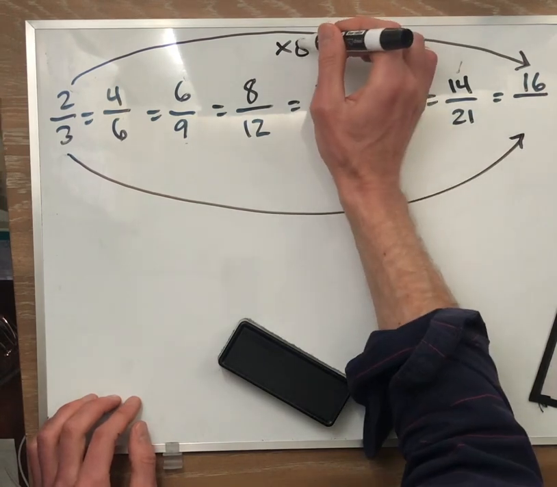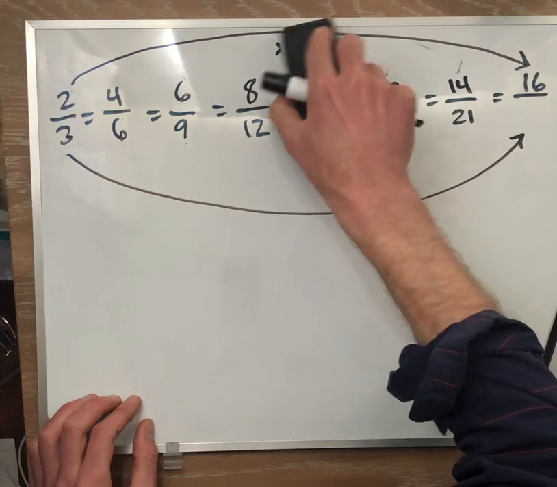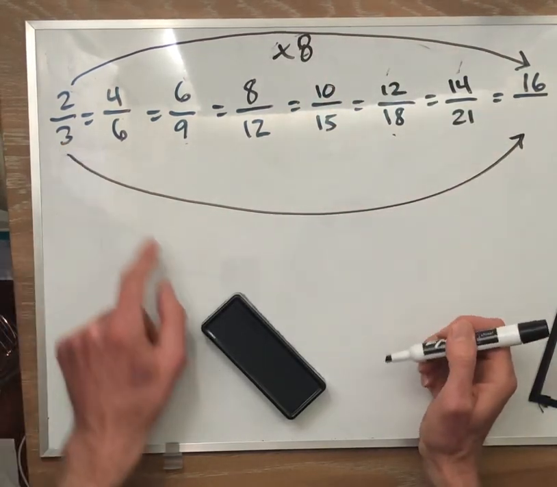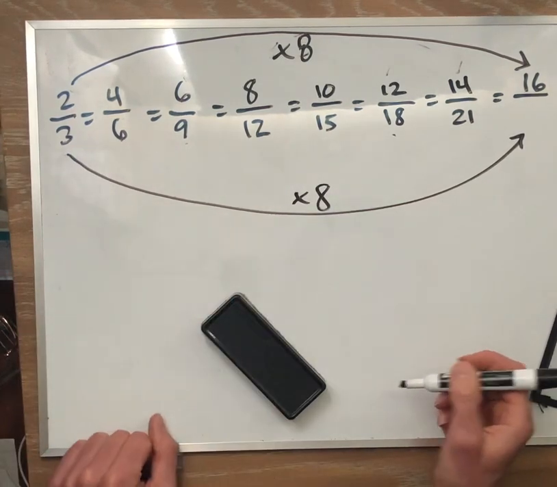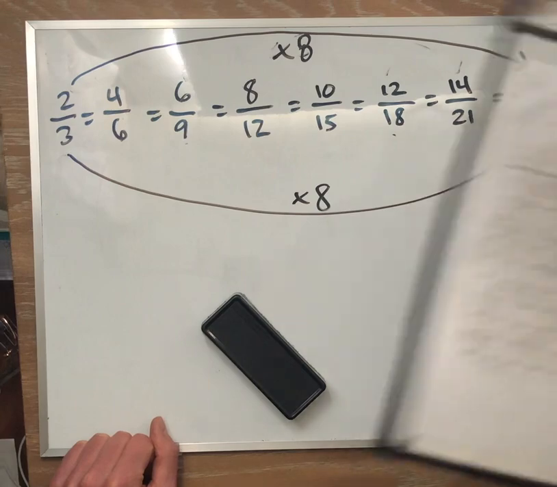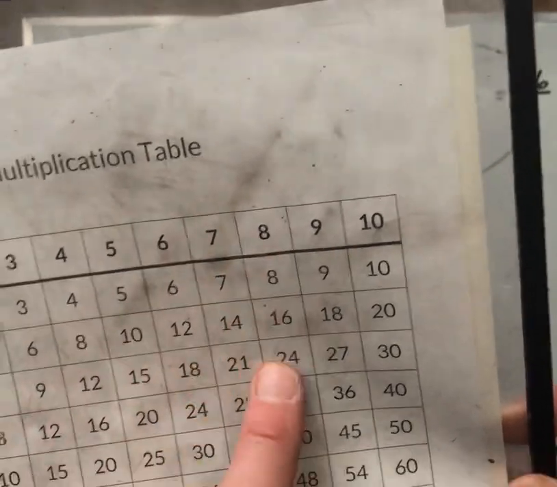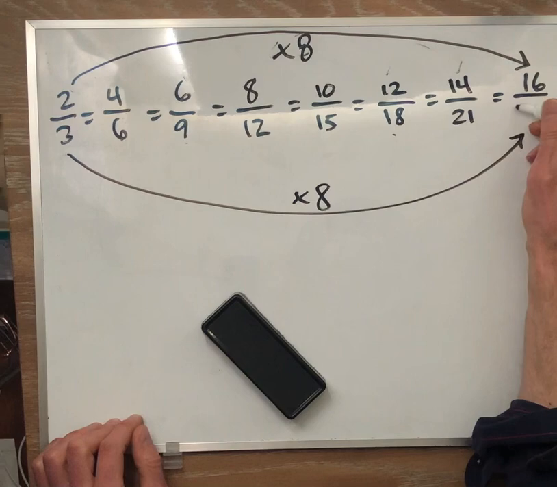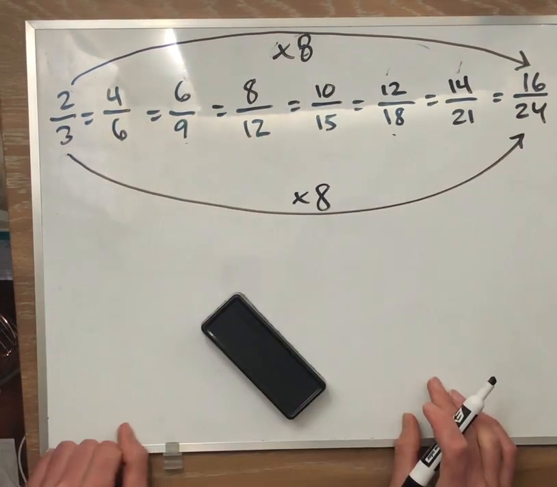So if 2 times 8 is 16, what am I going to do to the bottom? 3 times 8, right? Whatever you do to the bottom, you do to the top. 3 times 8 is, if you're not sure, check this guy. 24. 3 times 8 is 24. And then I finish it. And now once you finish it, just go ahead and notice some patterns.